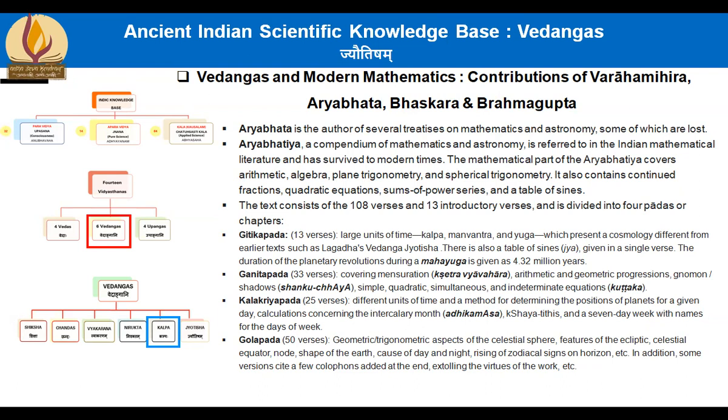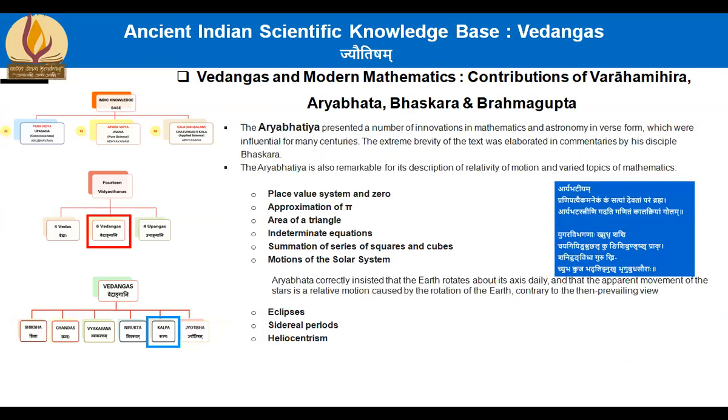Then this Golapada discusses trigonometric aspects of the celestial sphere, and then celestial equator, node, shape of the earth, and all those things are discussed. Then there is place value system and zero, approximation of pi, area of a triangle, all those things. Then squares and cubes are discussed. Motions of the solar system, eclipses, whatever you want, everything has been discussed by Aryabhata.